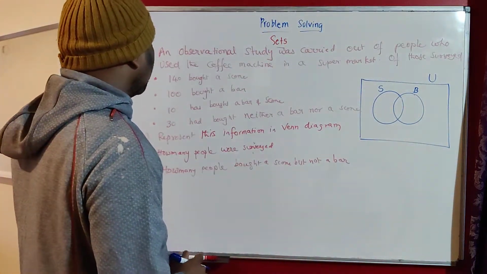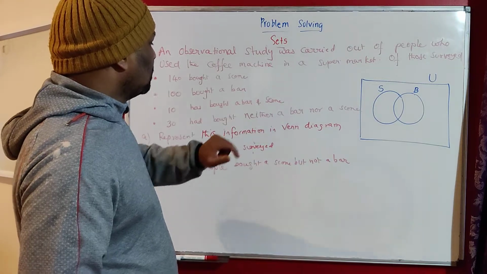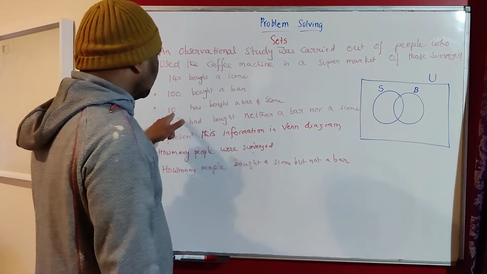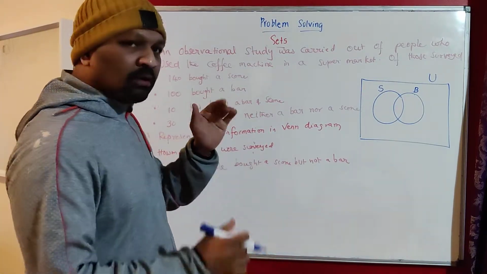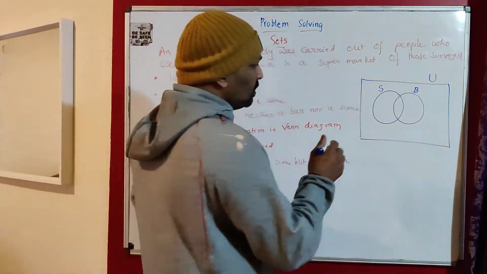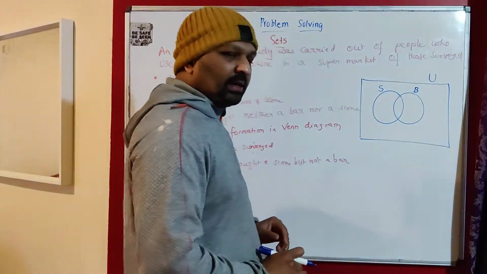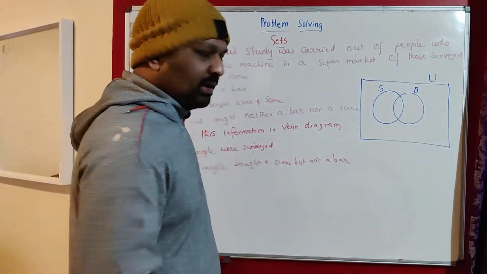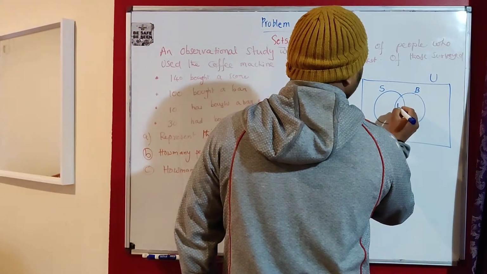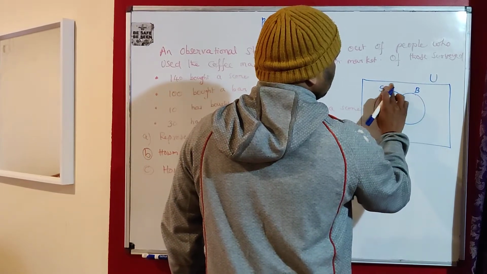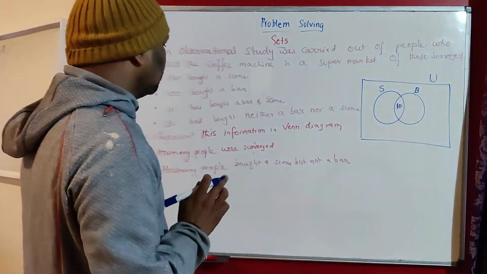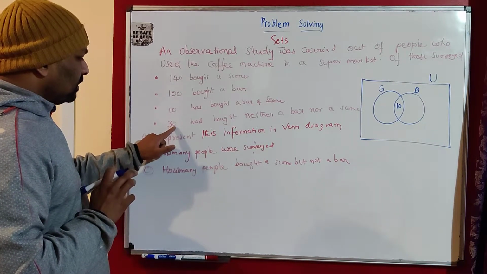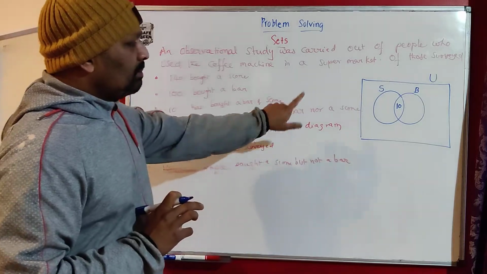10 had bought a bar and a scone. That is, they purchased both, which means it should be in the overlapping area. So using the third part, we can fill this: 10 bought both scone and bar. 30 had bought neither a bar nor a scone.